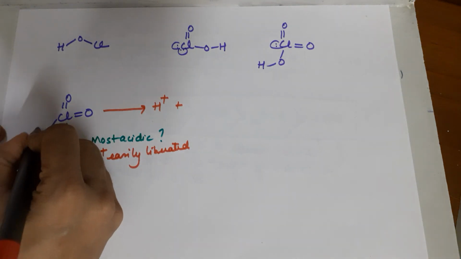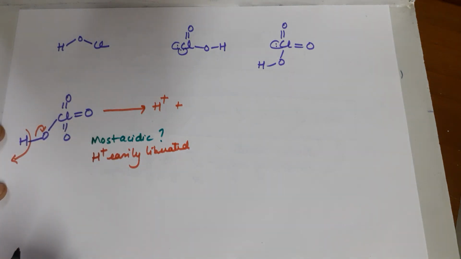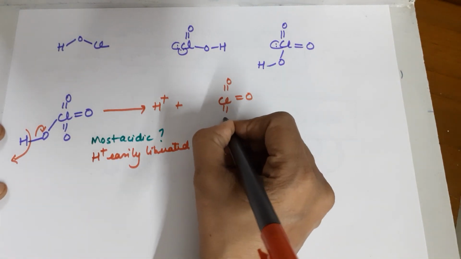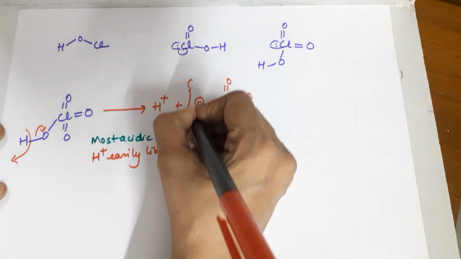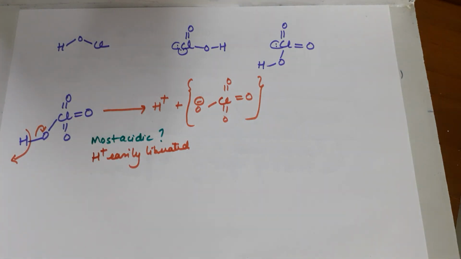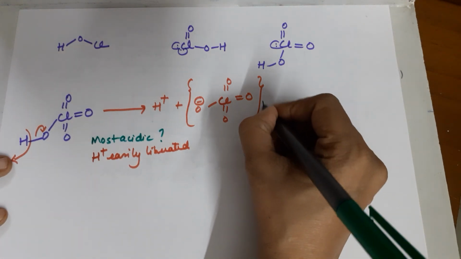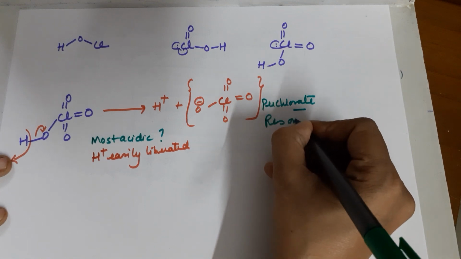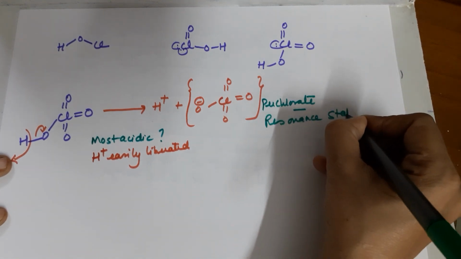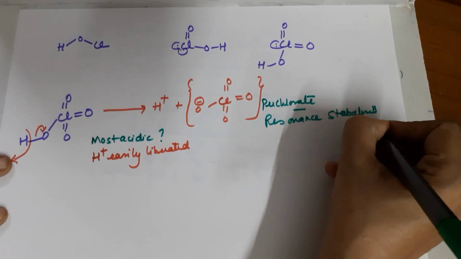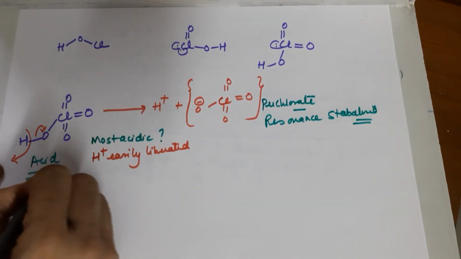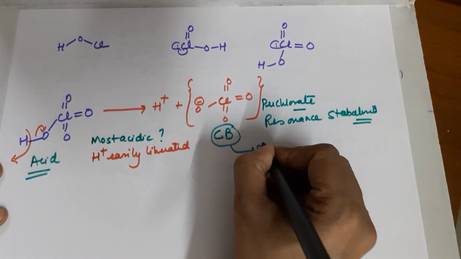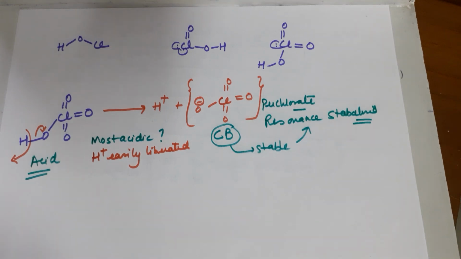If it loses an H positive where oxygen pulls the electron and H positive is lost, what am I left with? I am left with a Cl, double bond O, double bond O, double bond O and an O minus. Now this is a perchlorate ion. Now this perchlorate is resonance stabilized. If this is the acid, then you very well know after removing the proton this becomes a conjugate base, and this conjugate base is stable due to resonance.